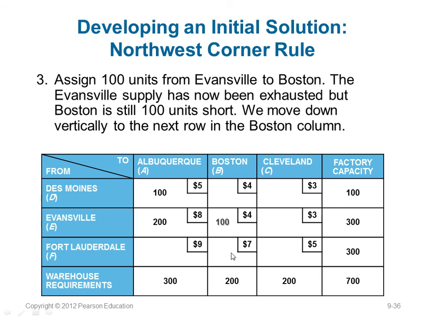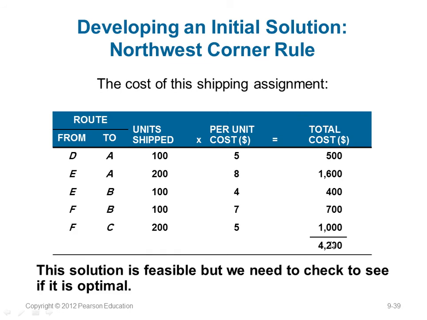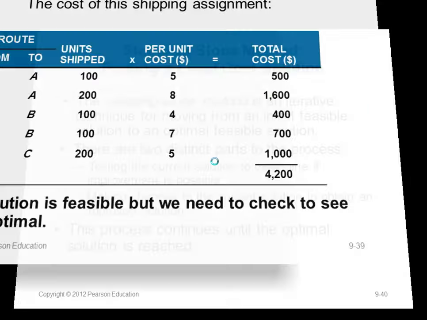Next row. Here I can allocate 100 because there is already 100 there. Out of 200, 100 is allocated, so I can put 100 here. Remaining 200 I can put here. That's it. This is called the initial feasible table. Whether this is optimal or not is a different matter. Now we will calculate the total cost. Just multiply 100 into 5 plus 200 into 8 plus 100 into 4 plus 100 into 7 plus 200 into 5. You get 4,200. It's a feasible solution, but it might or might not be an optimal solution.